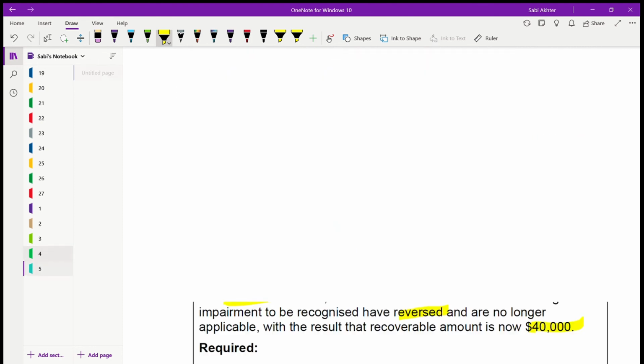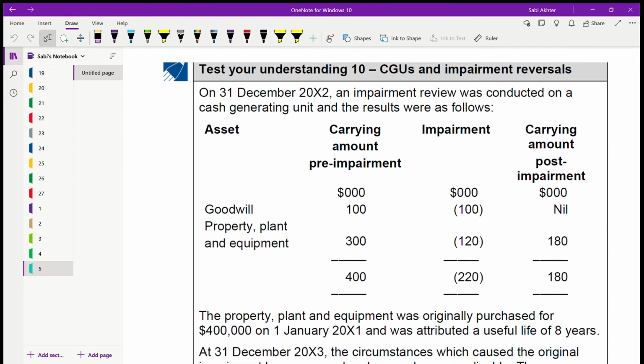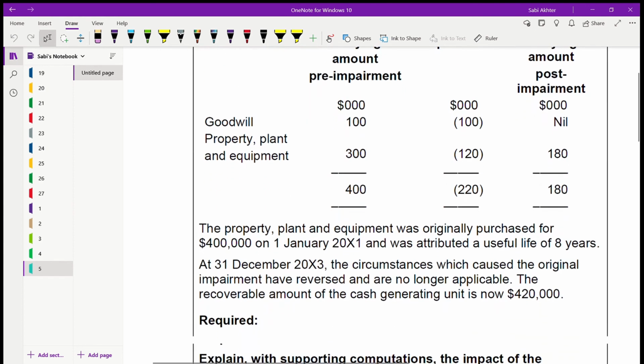What about 5? That is the last question. CGUs and impairment reversals. Okay, on 31st December 2002, an impairment review was conducted on a cash generating unit, and the results were as follows. So you have two assets, goodwill and property, plant, and equipment, before impairment and after impairment. The PPE was purchased for 400,000 on 1st of Jan. Useful life was 8 years.